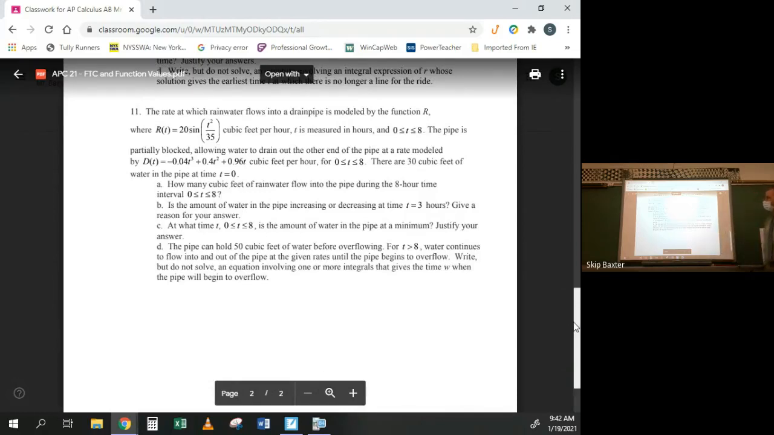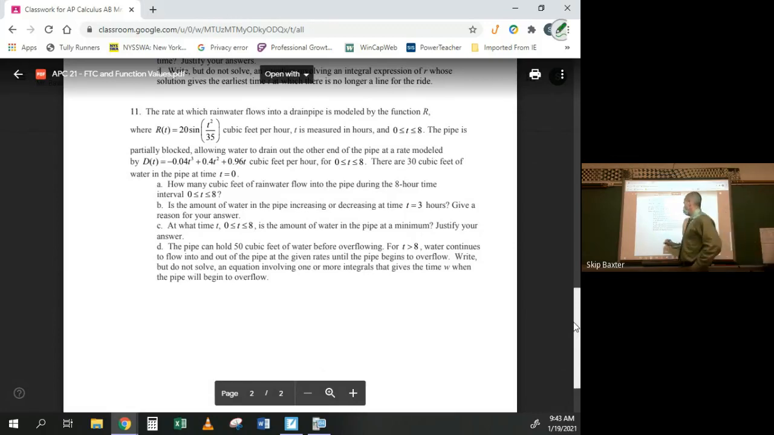The rate at which rainwater flows into a drain pipe is modeled by this function. So it's a rate. This is a derivative, right? The pipe is partially blocked, allowing water to drain out the other end at a rate modeled by another function. This is also a derivative. There are 30 cubic feet of water in the pipe at time t. Okay. So first, how many cubic feet of rainwater flow into the pipe?